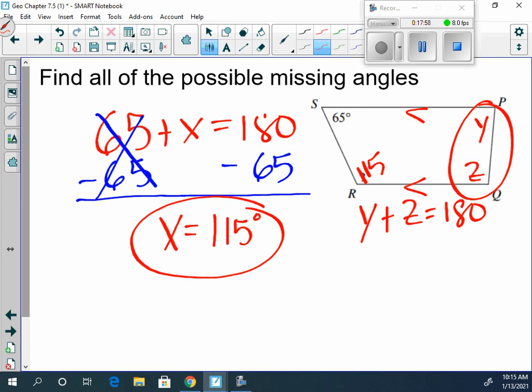Yes, this is it. Because we don't have enough information to say exactly what Q or P is, beyond the fact that they add together to be 180. So this is the only angle we can actually find.